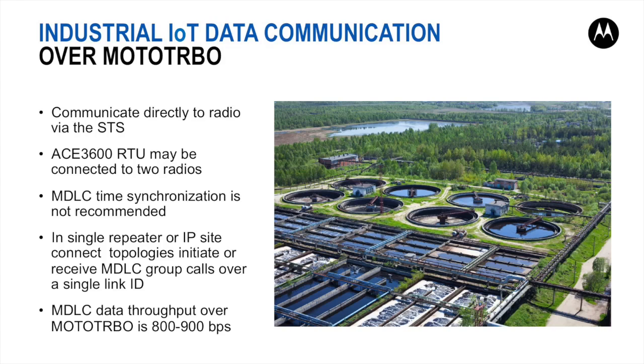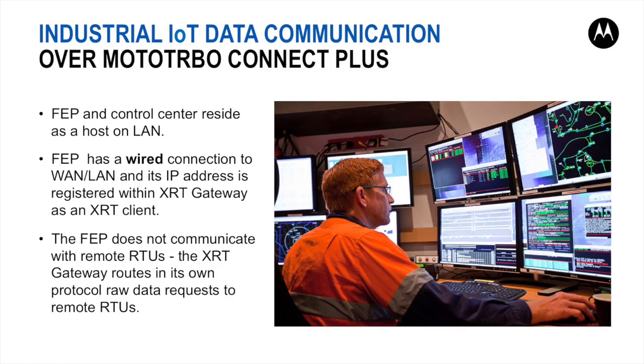In single repeater or IP site connect topologies, the unit attached to the MOTOTRBO radio may initiate or receive MDLC group calls over a single link ID. And MDLC data throughput over a MOTOTRBO system is between 800 and 900 BPS, which is less if the frequency or slot is shared for voice and data.